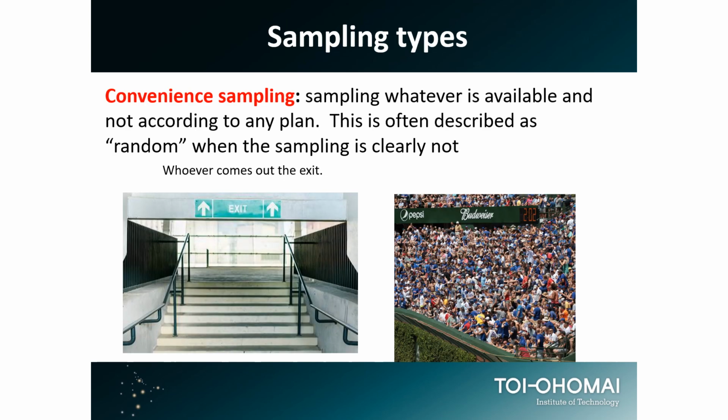So that was simple random sampling. This is convenience sampling, and this is where you just sample whatever is available. A lot of times people call this random, but it's not really random. So like in that last example, if you just hung out by the, let's put a little marker here.